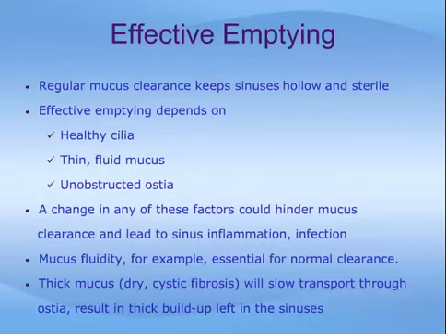This clearance depends on healthy cilia, thin fluid mucus, and unobstructed ostia. A change in any of these factors, therefore, could hinder normal mucus clearance and lead to sinus inflammation and infection. Fluidity of the inner mucus layer, for example, is essential for normal clearance. If the mucus thickens, due to such factors as dryness or cystic fibrosis disease, its transport through the ostia slows considerably, and this can result in thick mucus buildup left in the sinuses.